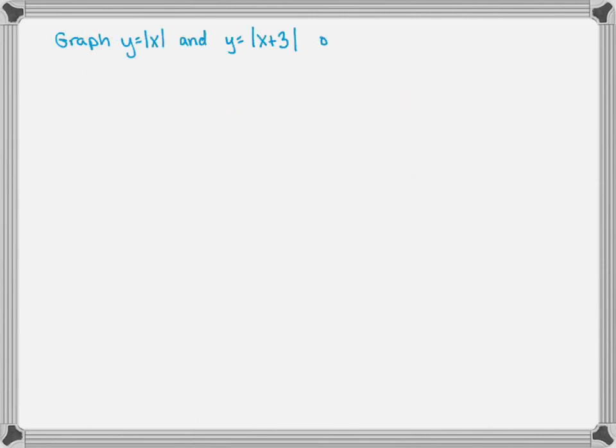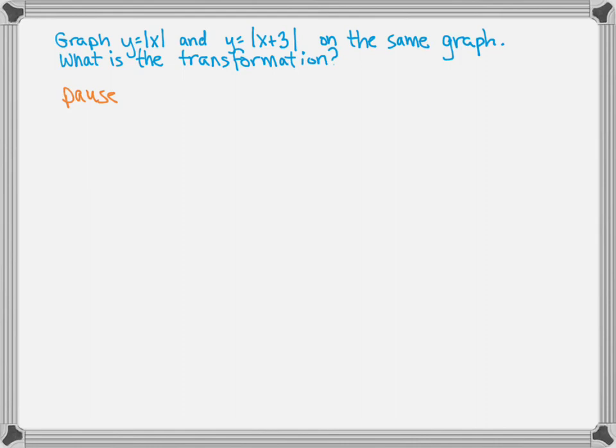Also try this. Graph y equals the absolute value of x and y equals the absolute value of x plus 3 on the same graph. And then again, what is the transformation here? Pause this video while you graph and identify the transformation, and then check your answers here.